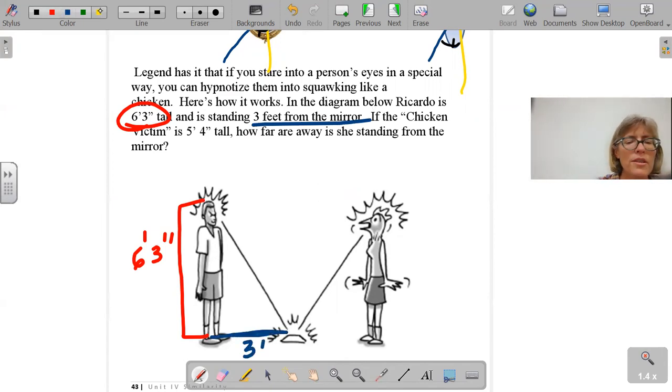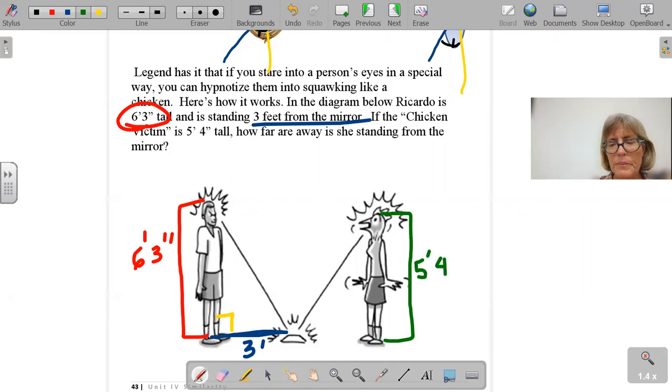And once again, anything that is against the ground we can assume is a right angle. If the chicken victim is 5 feet 4 inches tall, how far is she standing away from the mirror? This would be your X, and of course there's a right angle.